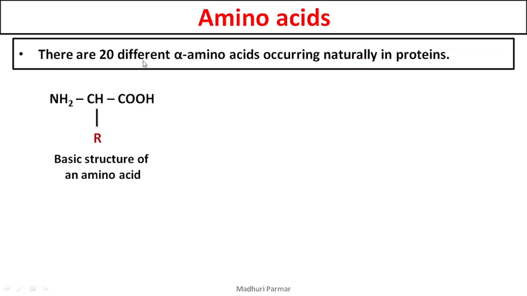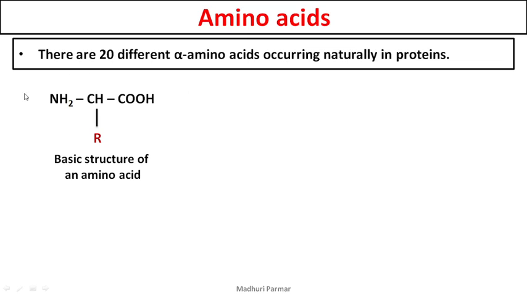Right. So now there are 20 different alpha amino acids which occur naturally in the proteins. We shall be seeing all of those 20 one by one. Why understanding the structures is important is because based on this, a lot of different questions can be asked. If you have at least understood the structure, you will be able to answer a lot of questions. So let us start.